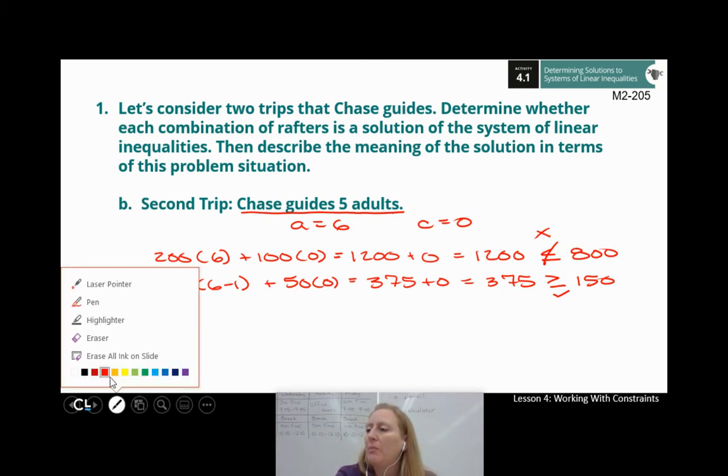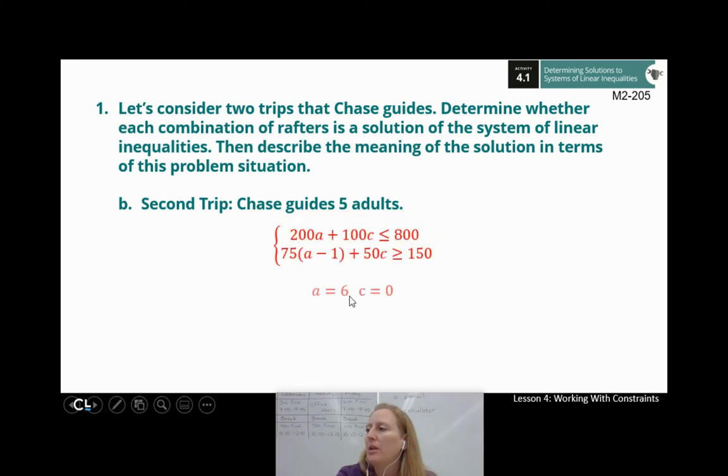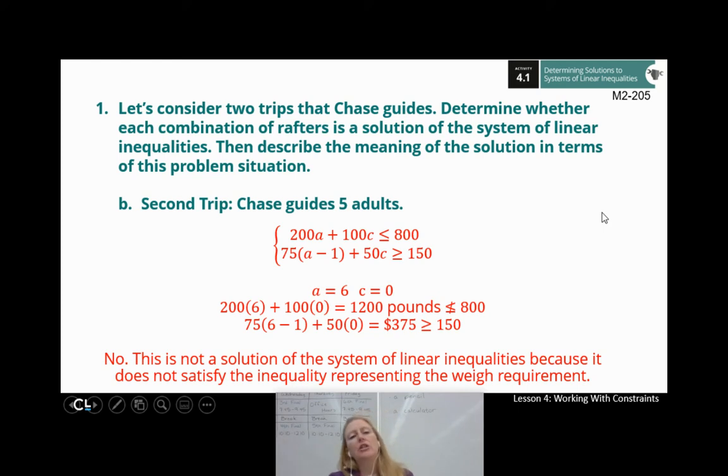So let me bring up the pretty typed version. There we go. Yeah, this is not a solution to the system because while it does satisfy the inequality for the money, it does not satisfy the inequality that represents the weight requirement. And so this isn't a solution. It's not something Chase should be doing.